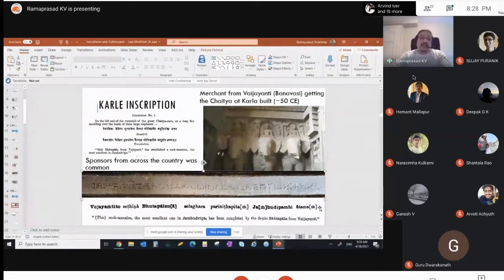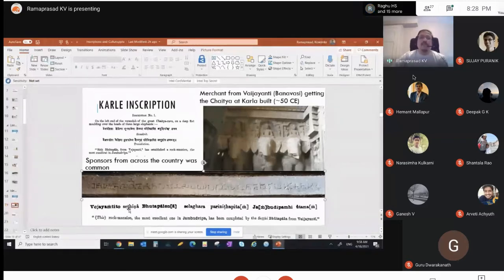So he says, this inscription says, a Shreshti, a merchant from Vaijayanti named Bhutapala, made this Shaila Graha, this house made of stone, like a chaitya, for Buddha. This rock mansion, the most excellent one in Jambudvipa, has been completed by the Sethi Bhutapala from Vaijayanti. So when you see the sponsors from across the country, this is not just one instance, it has been very common.